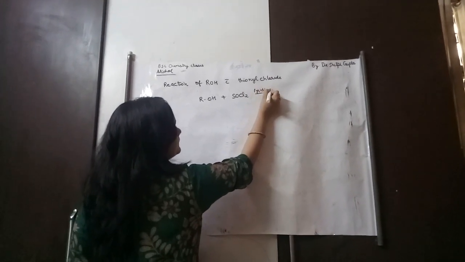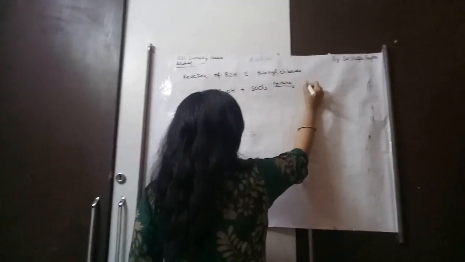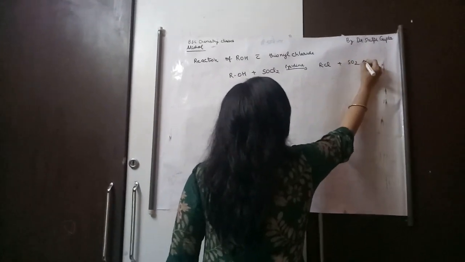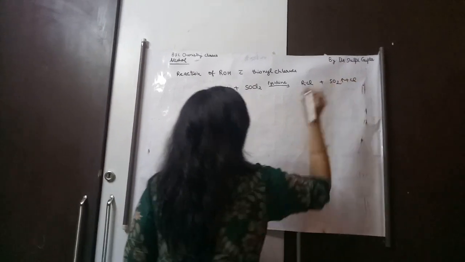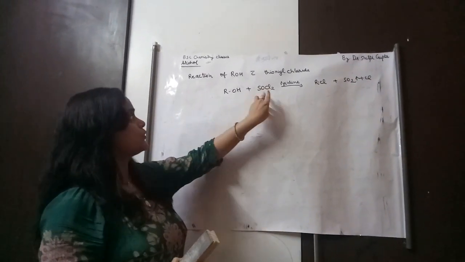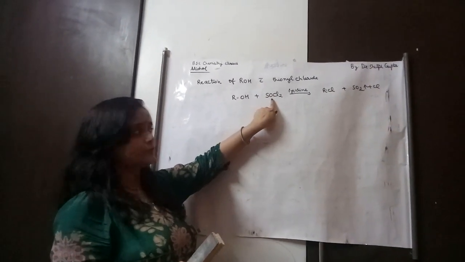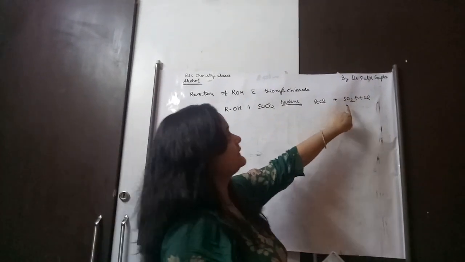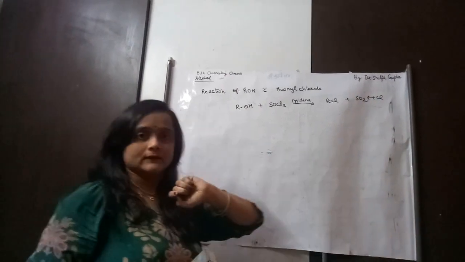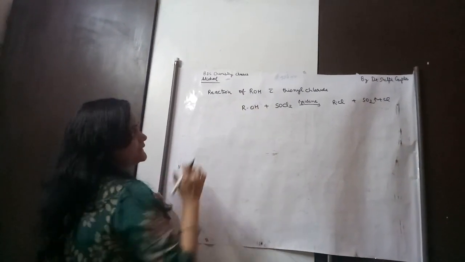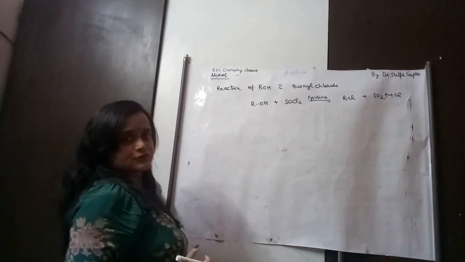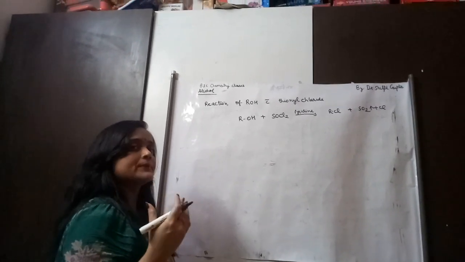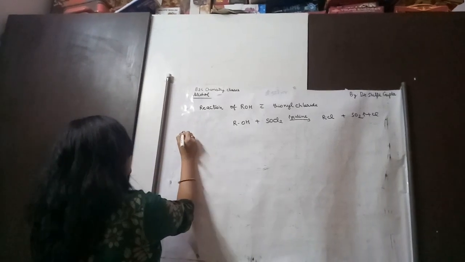Pyridine is an aromatic compound. Then what forms is alkyl halide and SO2 and Cl. Okay, when we react alcohol with SOCl2, that is thionyl chloride, in presence of pyridine, what is formed is alkyl halide with SO2 and Cl. Okay, now alcohol in this reaction will act as a nucleophile because it has oxygen which has lone pair of electrons. So the mechanism.